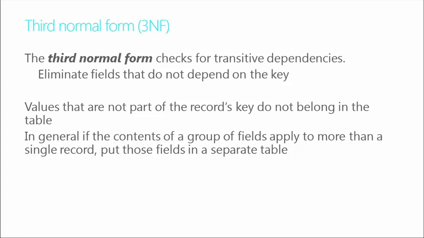Third normal form checks for what are called transitive dependencies. They eliminate fields that do not depend on that key. So I might have extraneous information in there that's not relevant, and I want to put that in a separate table. As part of the third normal form, when I'm massaging that data, we're going to make sure there are no columns in there that aren't directly related to that CD. And again, we'll show you that here.